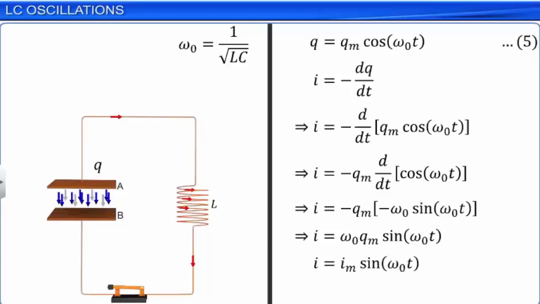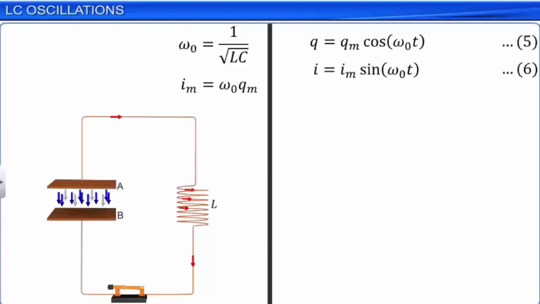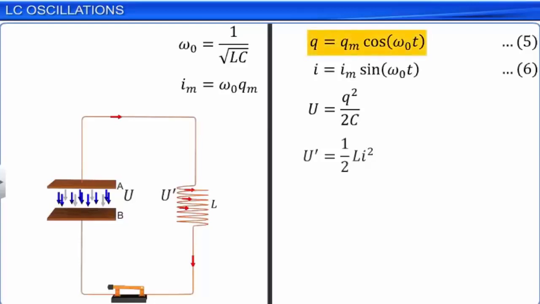Now let us analyze the LC oscillations from an energy point of view. At any instance, the energy stored in the capacitor U is equal to Q square by 2C, and the energy stored in the inductor U dash is equal to half L i square. From our previous analysis, we know that at any given time t, the charge Q is equal to Qm cos omega naught t. The current I is equal to Im sin omega naught t, where Im is equal to omega naught Qm, and omega naught is equal to the square root of 1 by LC. Rearranging omega naught in the expression, we get L is equal to 1 by omega naught square C.